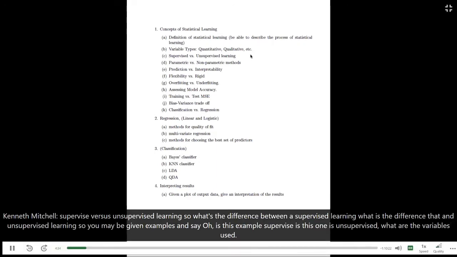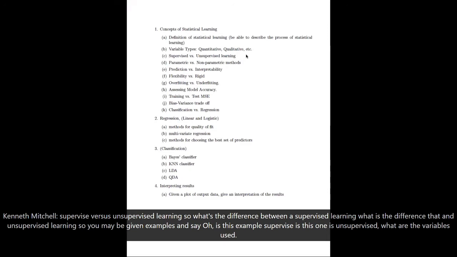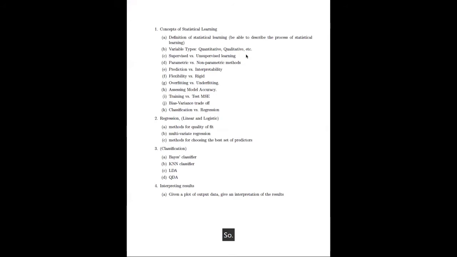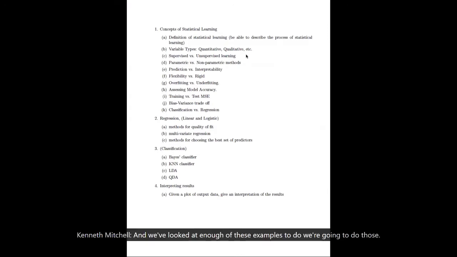It would be supervised versus unsupervised learning. So what's the difference between supervised learning and unsupervised learning? This one is unsupervised. What are the variables used? What are the outputs? What are the inputs? So we look at all of those types of things for supervised and unsupervised learning. And we've looked at enough of these examples to know what you're going to do with those.